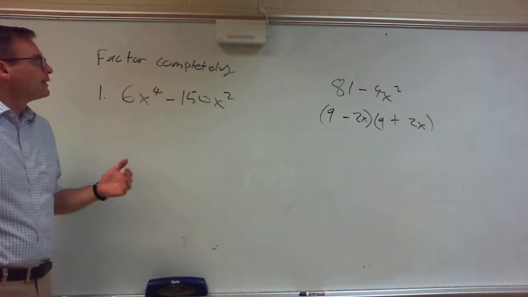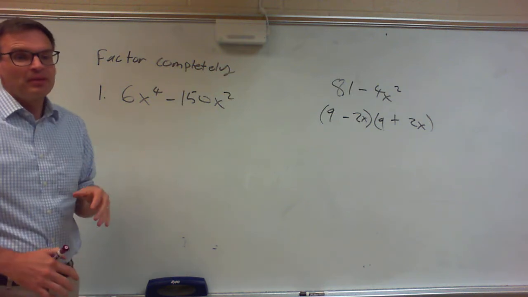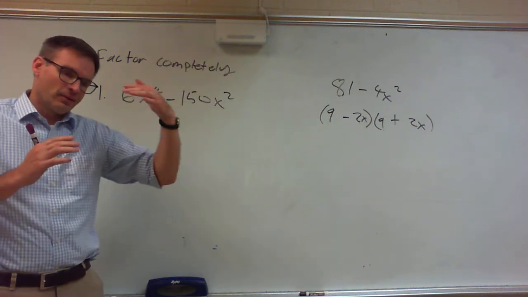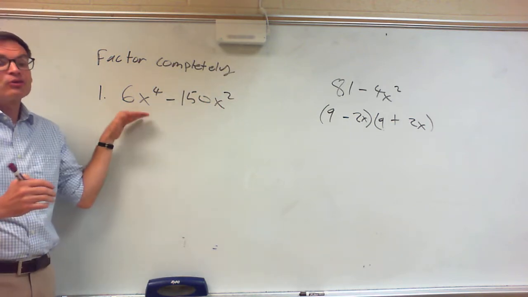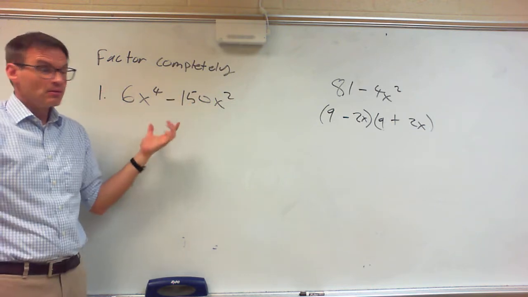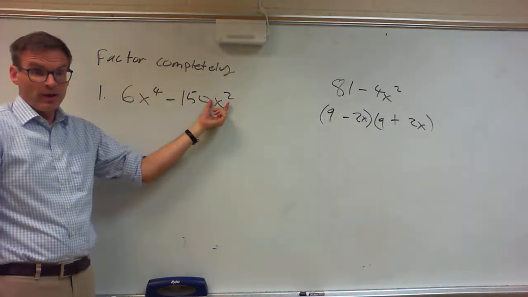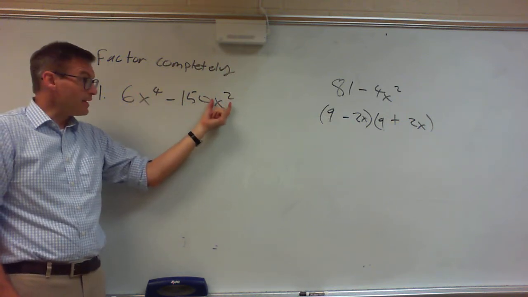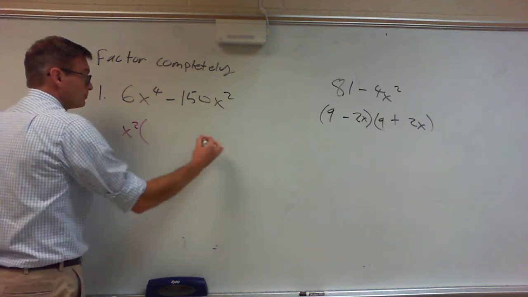Now, whenever you're given the instructions factor completely, usually it means you're going to have to go through a couple of stages of factoring. Sometimes two or three different levels of factoring. And the first level of factoring is you always ask what's in common. So when I look at this, I've got two terms, and I see both terms have an x in it. In fact, there's an x squared here, and an x to the fourth. Since I can take out two x's from both terms, an x squared's in common.